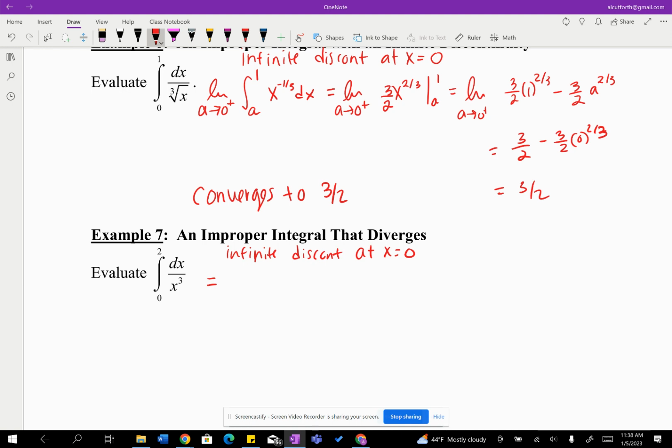So we want the antiderivative of x to the negative 3. We're going to do the limit as a approaches 0 from the right. Replace the 0 with an a. Since it's the bottom limit, we're looking from the right. The antiderivative of x to the negative 3 will be x to the negative 2 divided by -2, or times -1/2. Don't forget your limit, evaluated from a to 2.